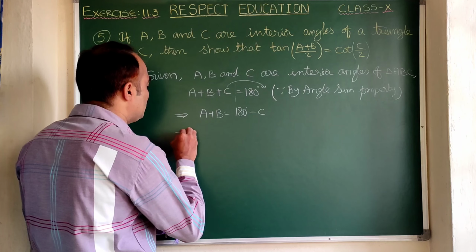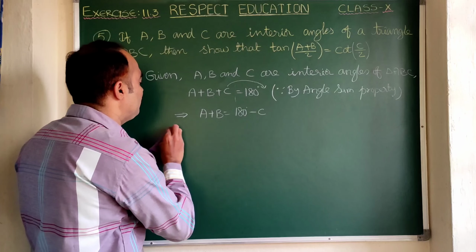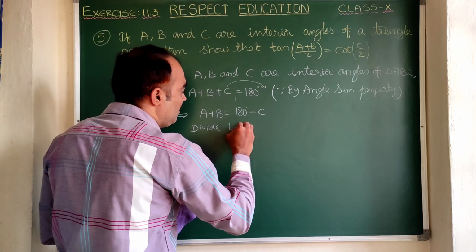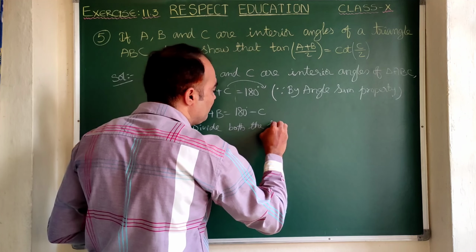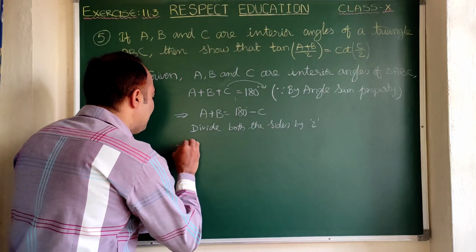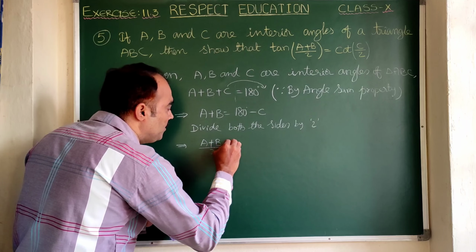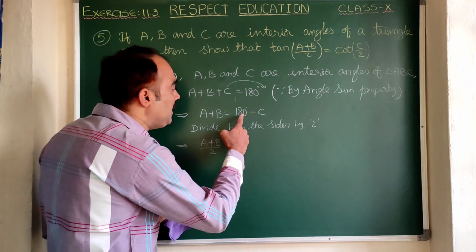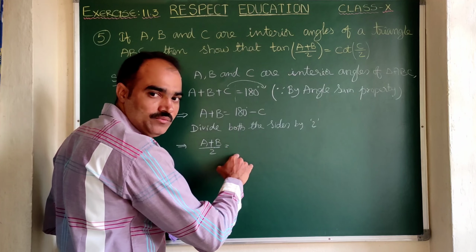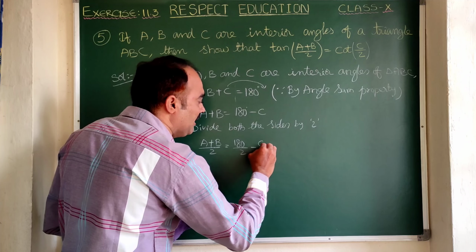Now let us do, again you see we need to do by 2 both the sides. So divide both the sides by 2. Now here let us write this as A plus B by 2, but here we are going to split 2 for the both. So let us write 180 degrees by 2 minus C by 2.